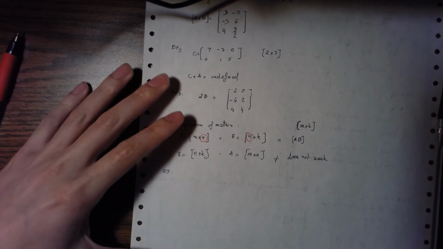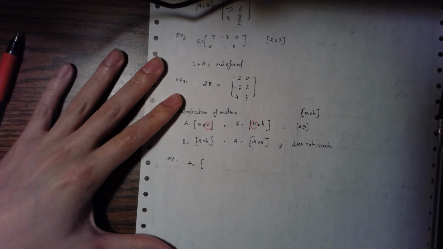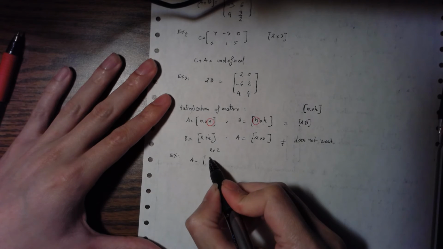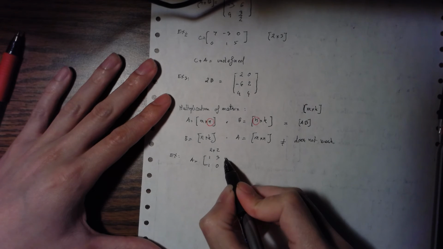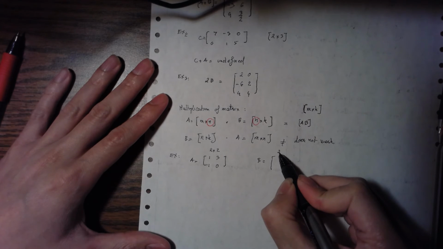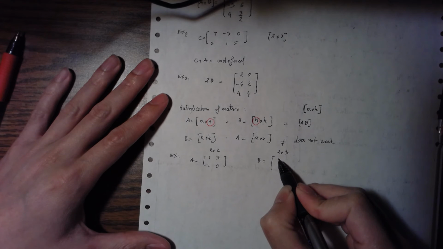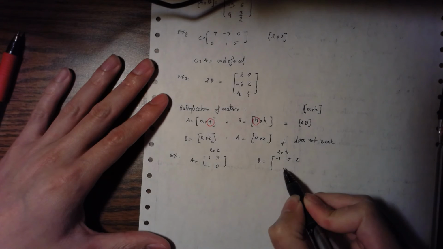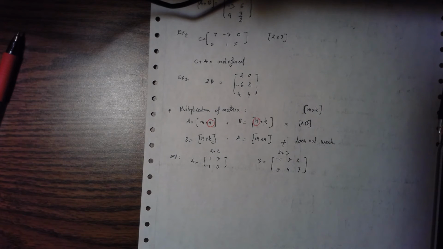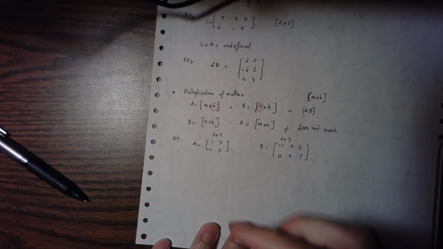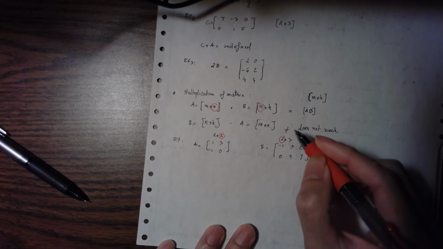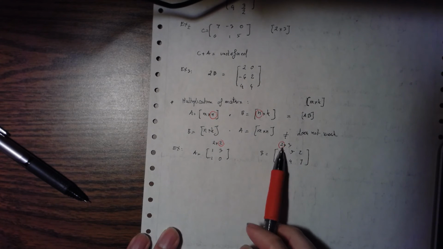Okay, what if I have matrix A with dimension 2 by 2: 1, 3, negative 1, 0. And I have matrix B, which is 2 by 3: negative 1, 5, 2, 0, 4, 7. Can we multiply A and B? The answer is yes, because the number of columns of matrix A and the number of rows of matrix B are the same. I'm going to circle it in red color. It is the same.